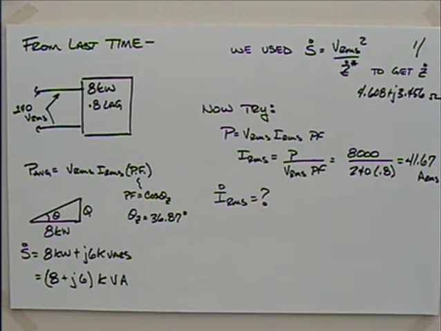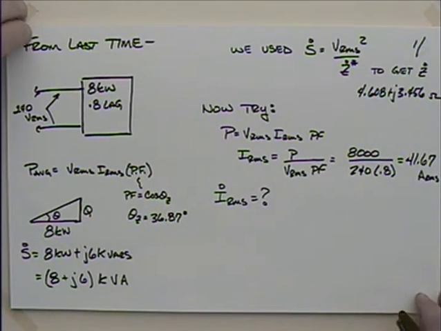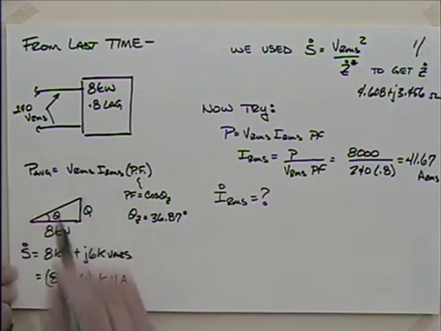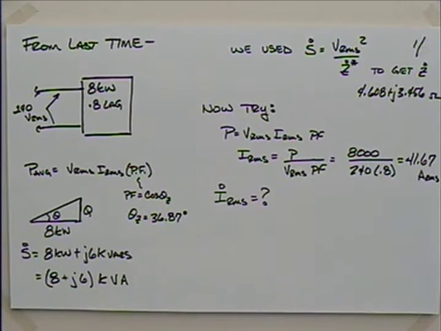So we left off last time with this problem, and it was in kind of a long-winded verbiage form, but basically the gist of it was we had this 8-kilowatt source, this 8-kilowatt load. It was running at a 0.8 power factor lagging, and the voltage across the leads was 240 volts RMS. And we went through some processes.